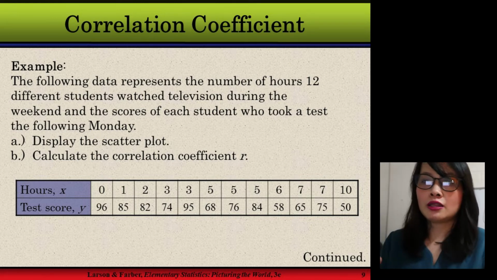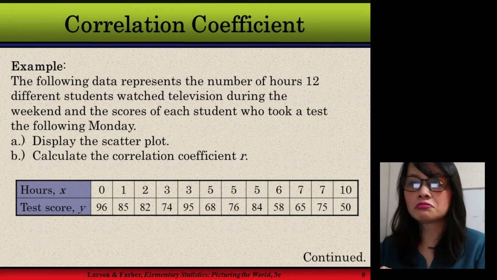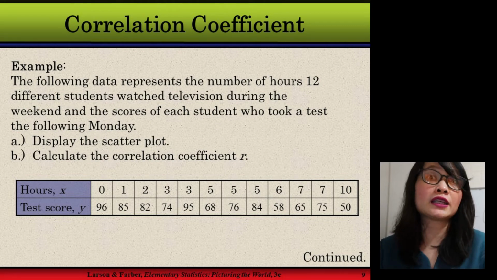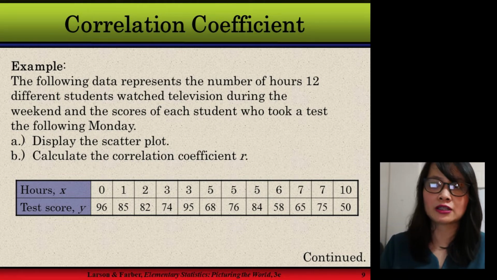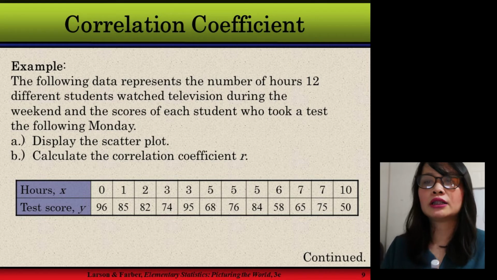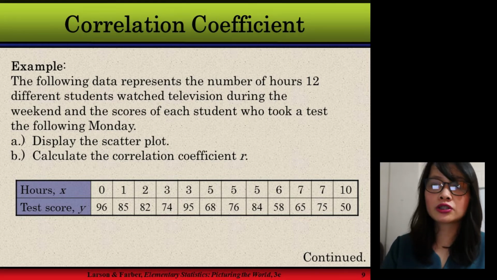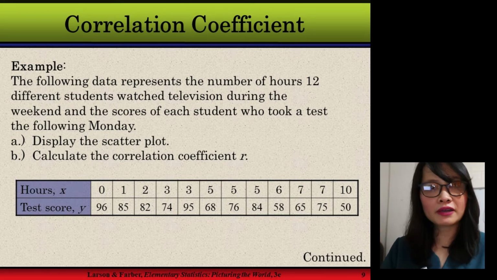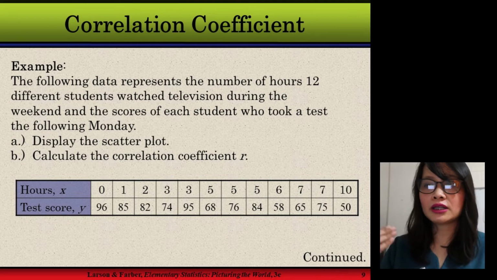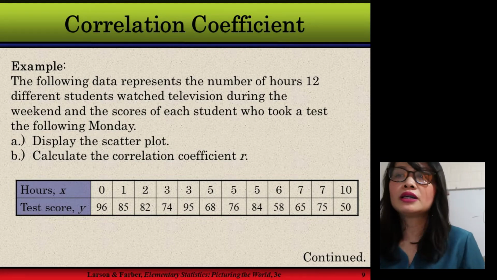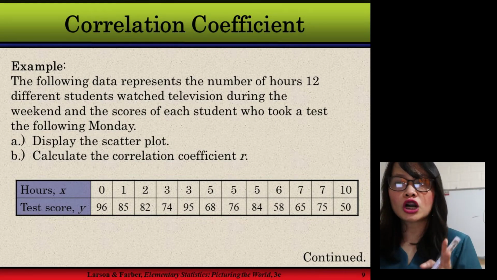So number of hours. So when it is 0, the test score result will be 96. Okay, the student score will be 96. If the student spent 1 hour, his or her score will be 85. 2 hours, 82. 3 hours, 74. 3 hours, 95. 5 hours, 68. 5 hours, 78. 5 hours, 84. 6 hours, 58. 7 hours, 65. 7 hours, 75. And then 10 hours, 50. Okay, so these are the scores according to the data given.